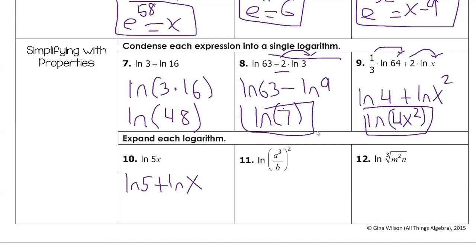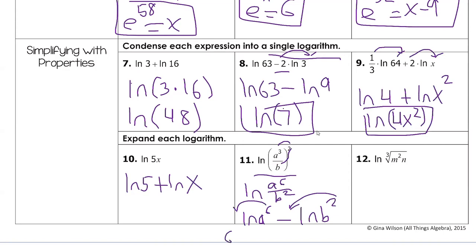If you see a question like 11, there's 2 ways you could do it. My advice is honestly, it might be best to deal with the power first. Like this would really be ln of a to the 6 over b squared. And then you could just separate this out. Like this would be ln of a to the 6 minus ln b squared. And then actually you should also bring the powers in front. So I guess the final answer would be 6.